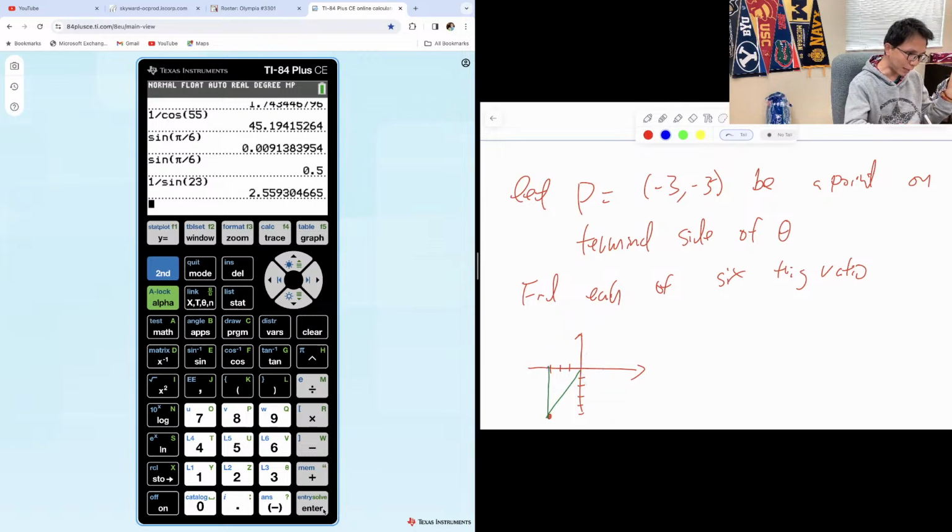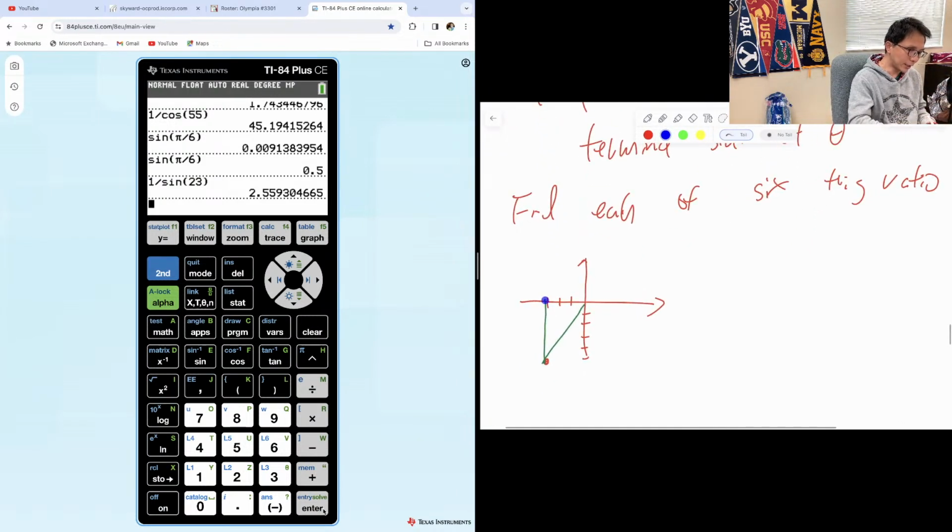Do not draw your triangle like this. This is the wrong reference triangle. Make sure you know how to basic drawing a reference triangle. This is drawing a reference triangle.